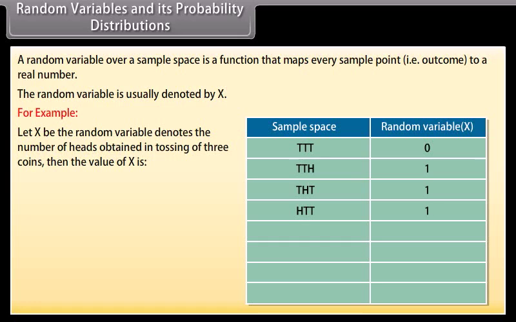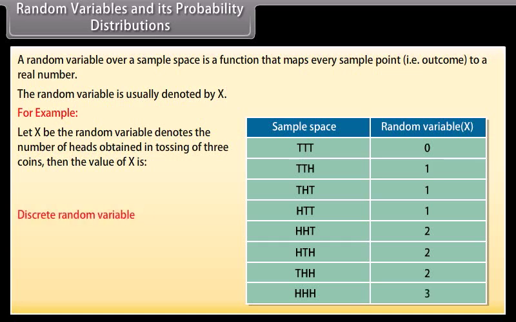For sample point H, H, T, the value of the random variable is 2. For H, T, H, the value is 2. For T, H, H, the value is 2. For H, H, H, the value of the random variable is 3.